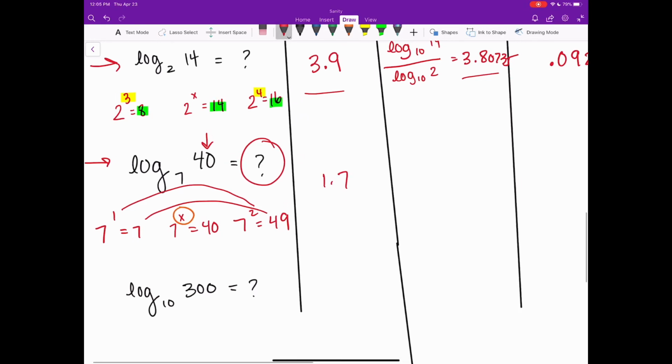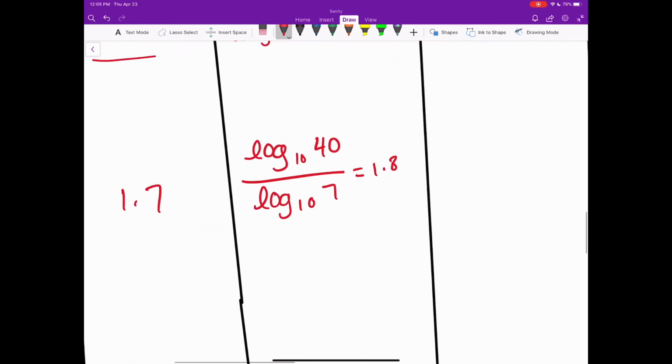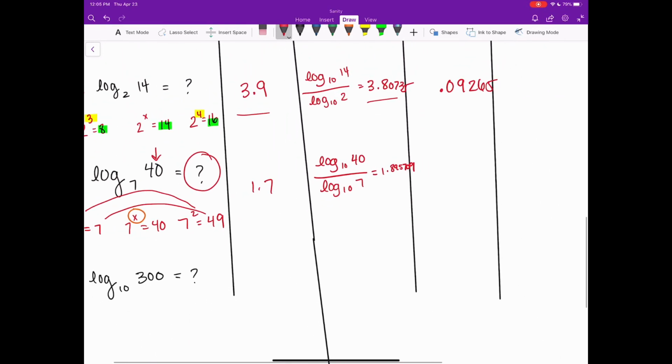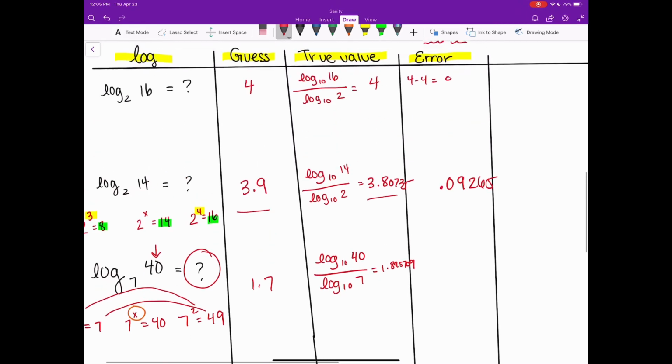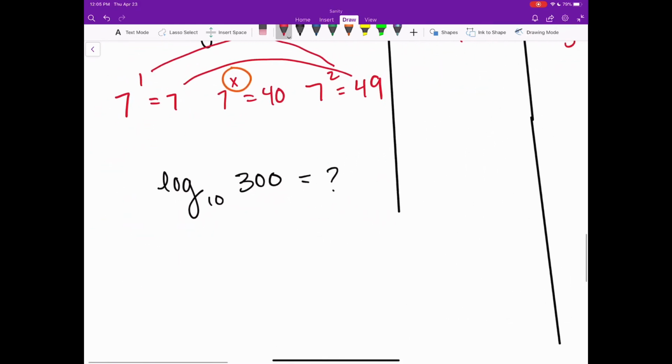That's my guess. Okay, now we can actually find the true value. I'm going to say, okay, log base 10 of 40 divided by log base 10 of 7. And that gets you a value of 1.895709. So that was pretty close as well. But now I can find my error and just subtract those two numbers. I'm going to keep moving for time's sake. I think you can subtract two numbers.